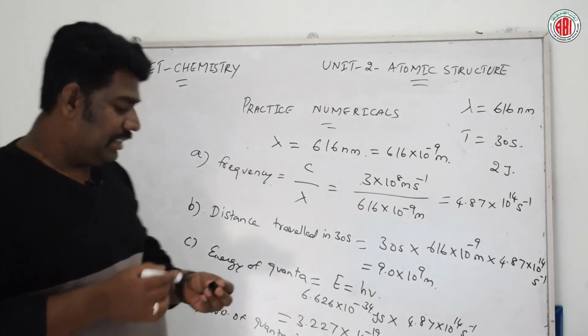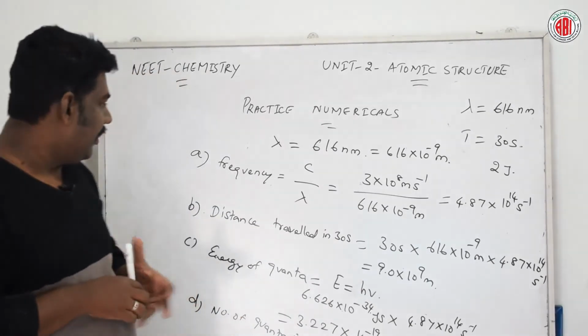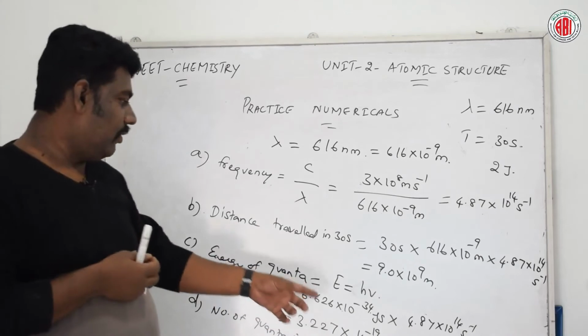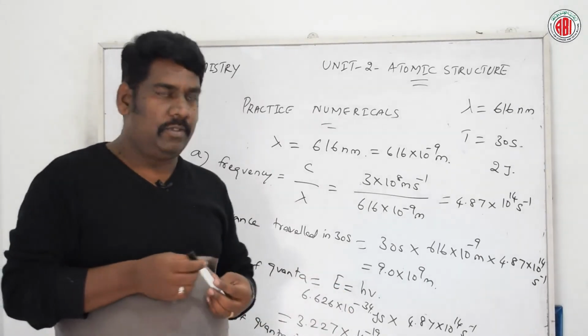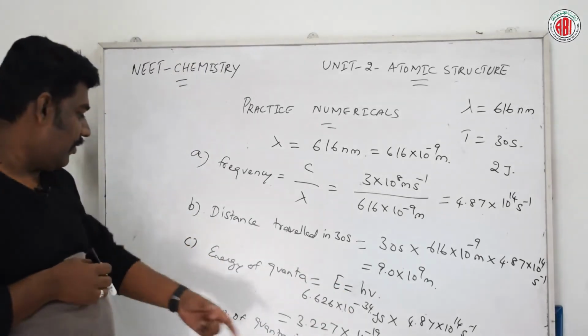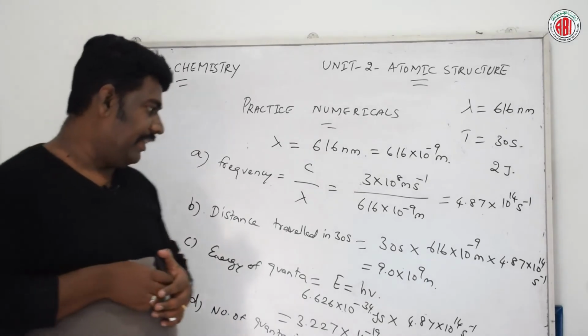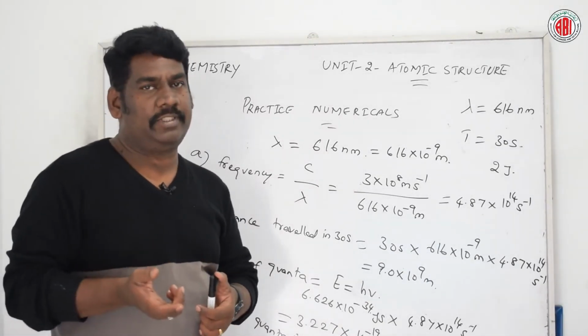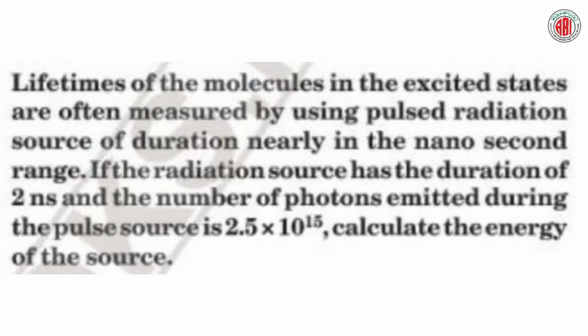So by this way we can find the frequency, distance travelled in 30 seconds, energy of the quanta using energy is equal to h nu, and number of quanta in 2 joule of energy. By this way we can solve this problem. Let us go for the next question. Look at this next question, guys.